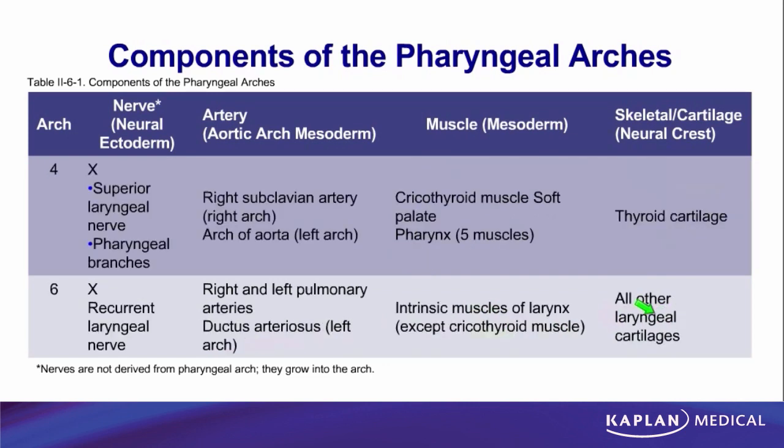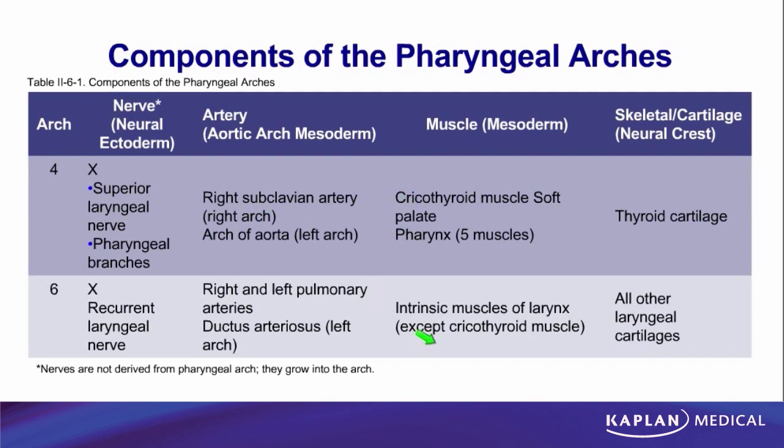And then the fourth and sixth arches each have a branch of the 10th nerve growing into it. Into the fourth arch, we have the superior laryngeal branch of the 10th nerve. Into the sixth arch, we have the recurrent laryngeal branch of the 10th nerve. The mesoderm of the fourth arch gives us one muscle of the larynx, the cricothyroid, as well as muscles of the soft palate and pharynx. So all of those muscles should be innervated by that, which they are.